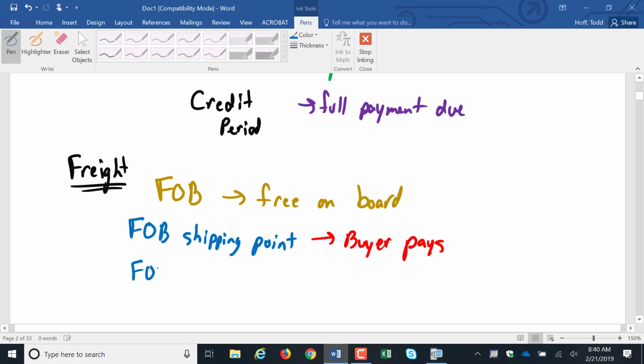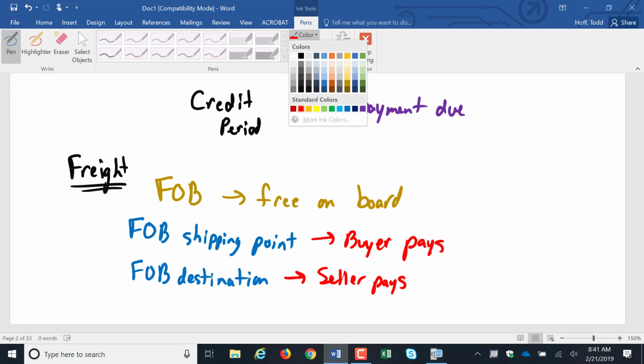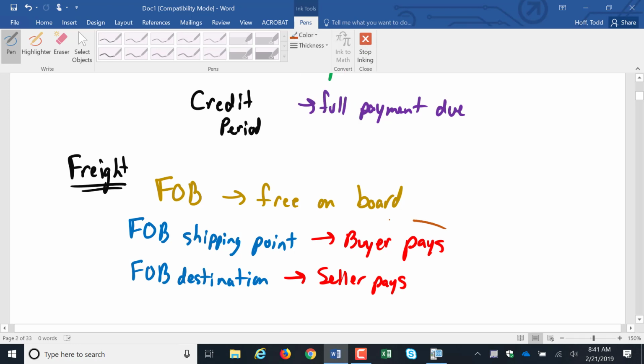FOB destination, well, destination is where it's going to end up. That's where the buyer is. So that means it's free to the buyer, so the seller pays. Unless it is explicitly stated otherwise, the buyer pays the freight.